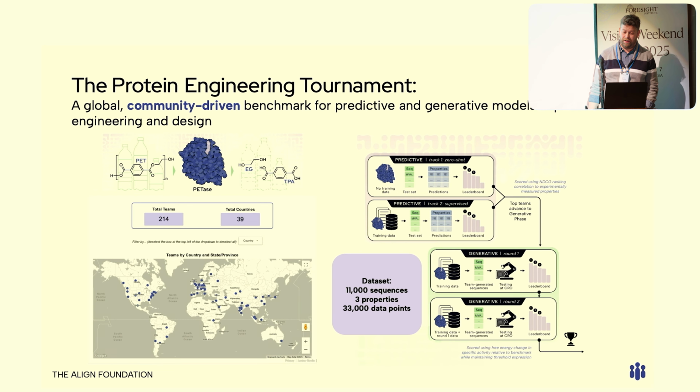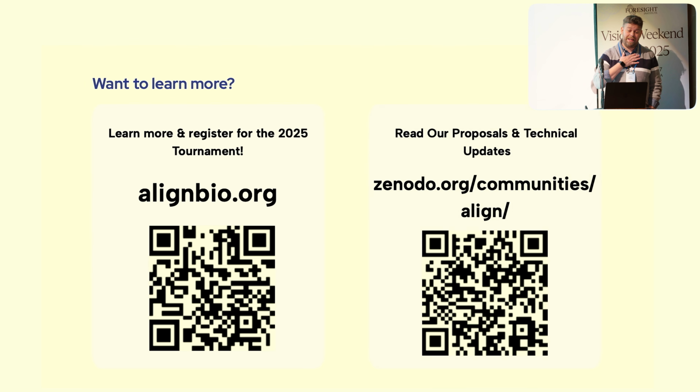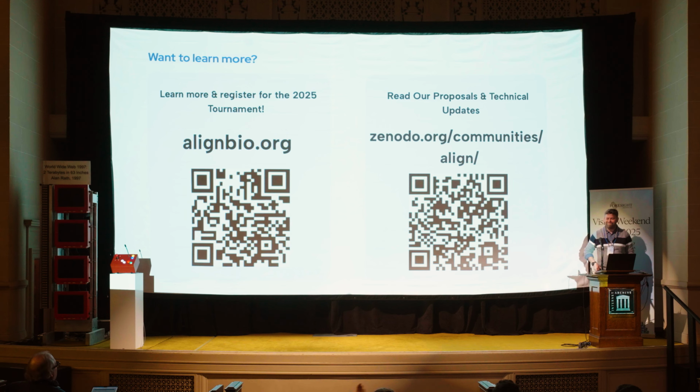These numbers are not currently accurate. It's closer to 225 teams currently, and about 11,000 sequences, as well as 2 different tracks, one for prediction and one for generation. That's me. That's this work. Thank you.